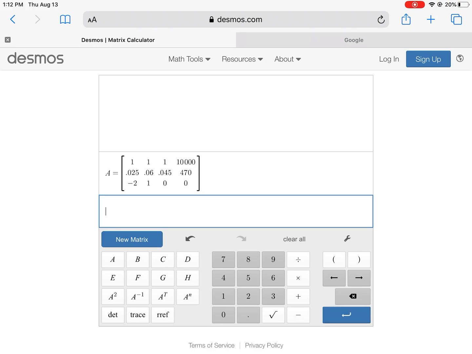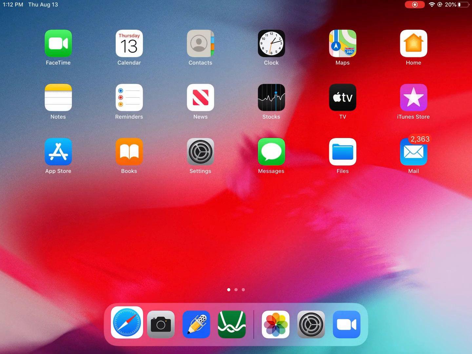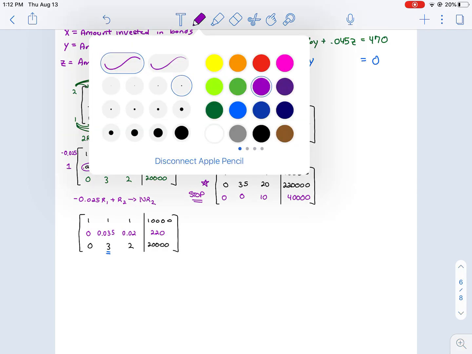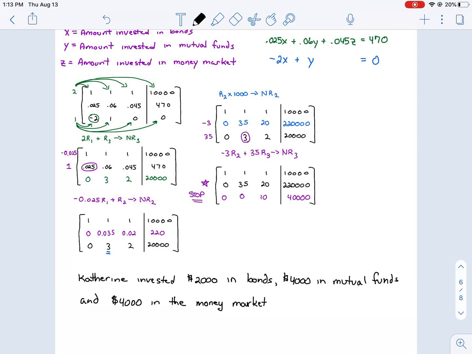We're going to hit the left arrow here, and then we're going to type RREF, matrix A, and there is the solution. 2,000, 4,000, 4,000. So we can state that Catherine invested $2,000 in bonds, $4,000 in mutual funds, and $4,000 in the money market. And we are done.